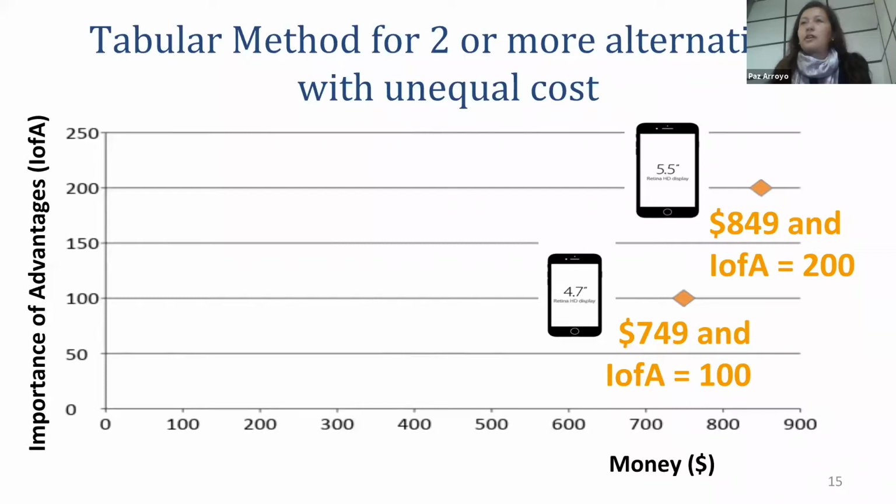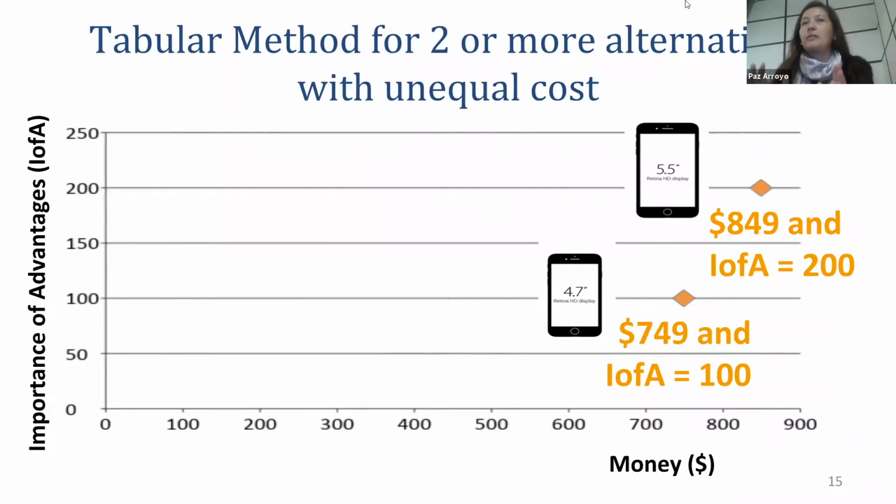So the question here is, am I willing to pay $100 more to get the advantages that I want? And my answer was yes. So I got that phone. I have the big one here. So that was my rationale for the decision.